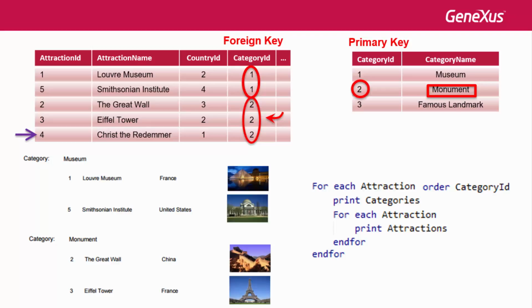Let's note that the way in which we instruct GeneXus that the grouping is to be done by category ID is by specifying the order clause. This case of nested for eaches that go over the same table is known as control break. Now let's do the changes in our procedure.